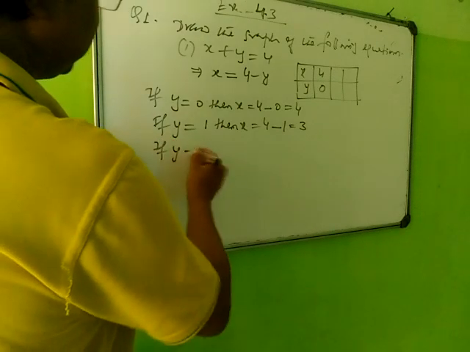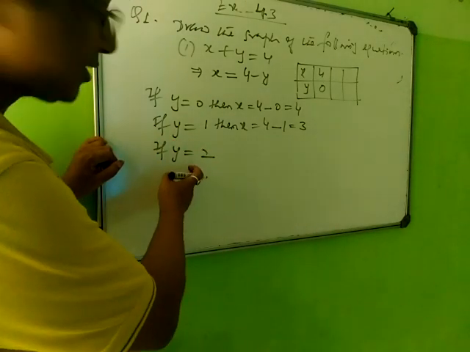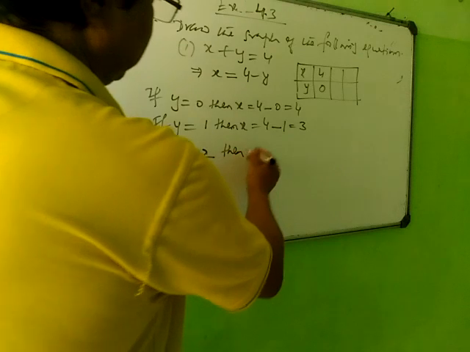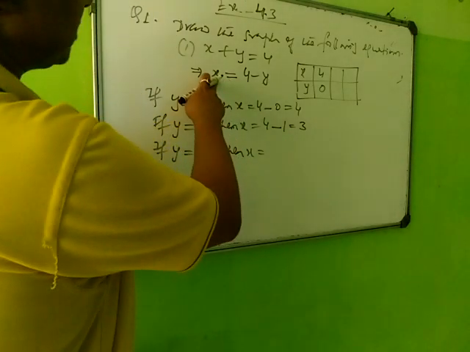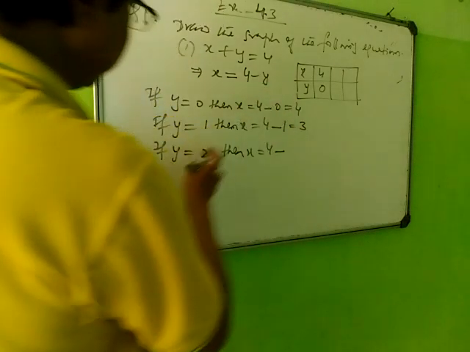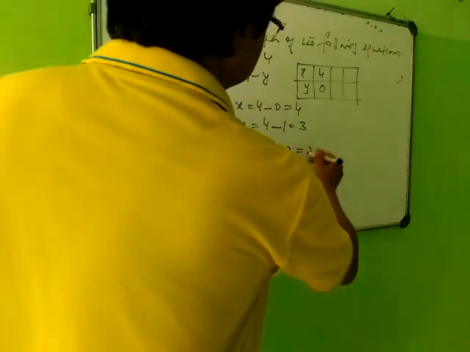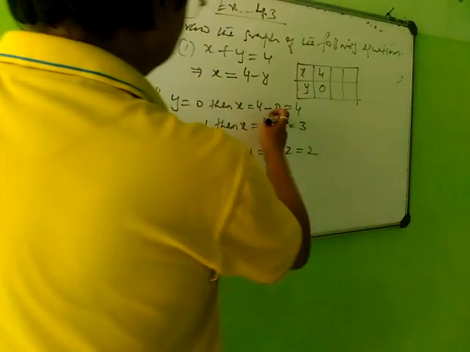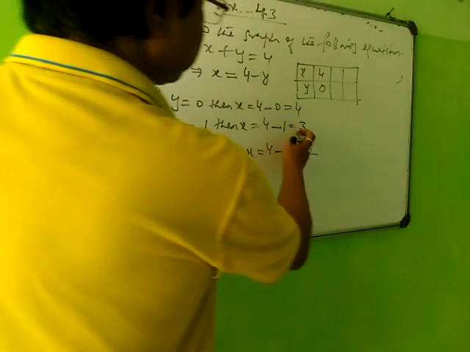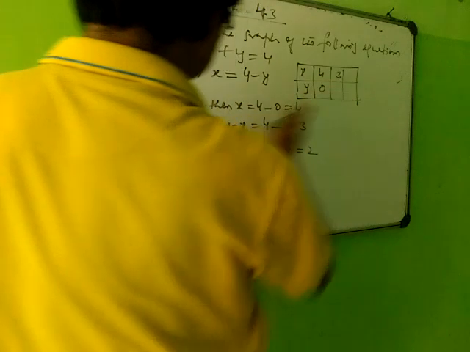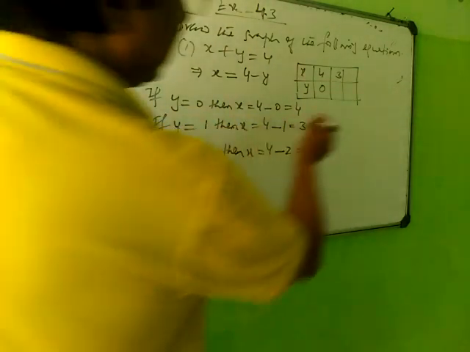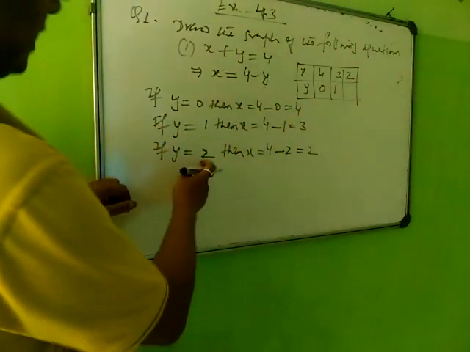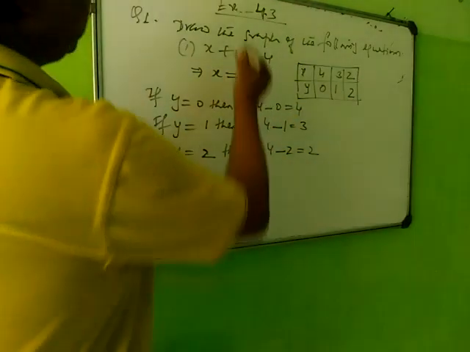If say y is 2, or say minus 1, minus 2, so I have taken 2. You can take any integers. Then x equals 4 minus y, which is 2. So x will be 2. So the solutions are: x is 4, y is 0; x is 3, y is 1; x is 2, y is 2. Now you will draw the graph.